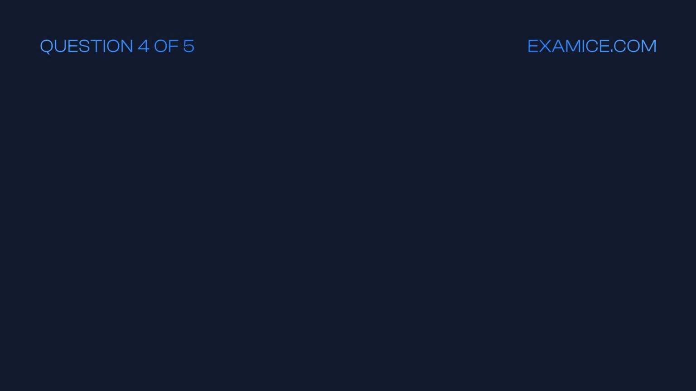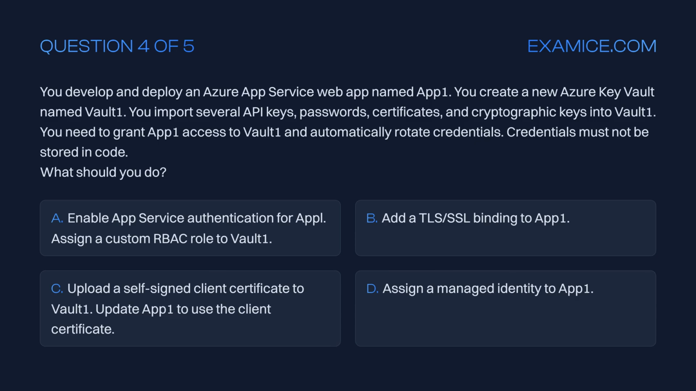Question 4. You develop and deploy an Azure App Service web app named App1. You create a new Azure Key Vault named Vault1. You import several API keys, passwords, certificates, and cryptographic keys into Vault1. You need to grant App1 access to Vault1 and automatically rotate credentials. Credentials must not be stored in code. What should you do?